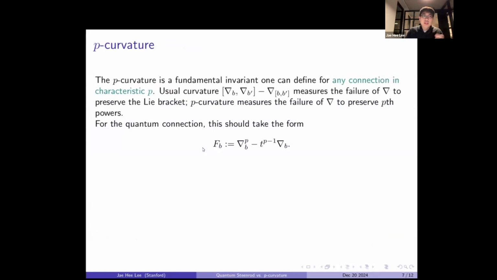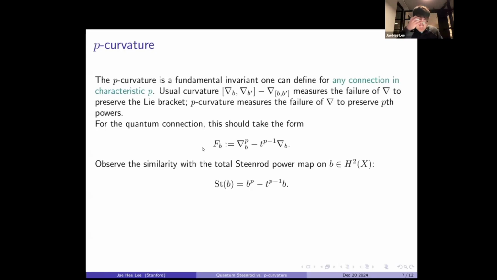And p-curvature similarly is a one form that measures the failure of the covariant derivative to preserve the p power structure on vector fields, which only exists in characteristic P. So our key observation is that for the quantum connection, we should consider the p curvature that is of the following form. So it's the thing that you saw on the right-hand side of our equality in the theorem. And observe the following similarity with the total Steenrod power applied to a degree 2 cohomology class. So they have the same form, and this is sort of the key observation in this story.